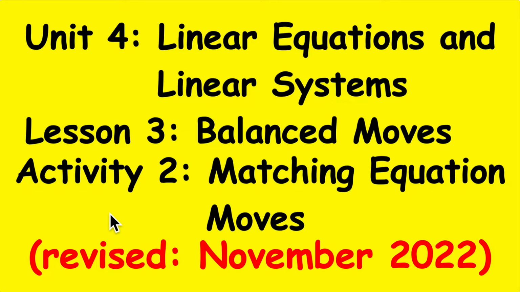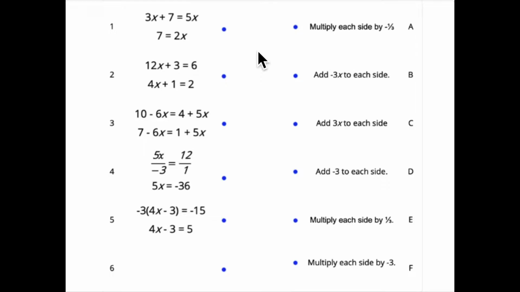This is Activity 2, Matching Equation Moves from Lesson 3, Balanced Moves, and Unit 4, Linear Equations and Linear Systems. And this is a revised version of Activity 2. In this activity, you are to match each pair of equations. There are 5 pairs, plus there's one more that you have to make up on your own, to its corresponding move that takes you from the first equation to the second equation.